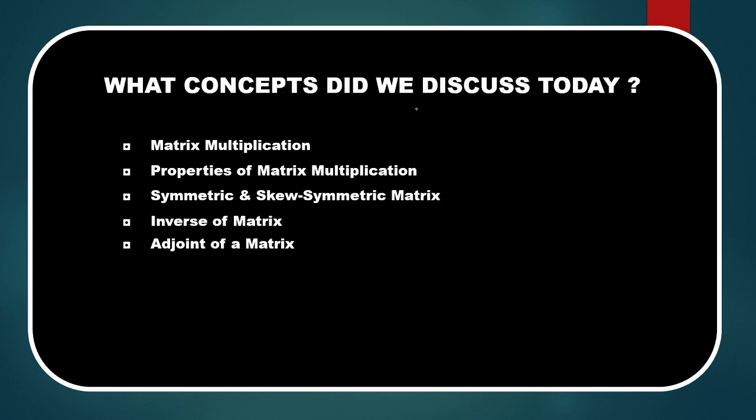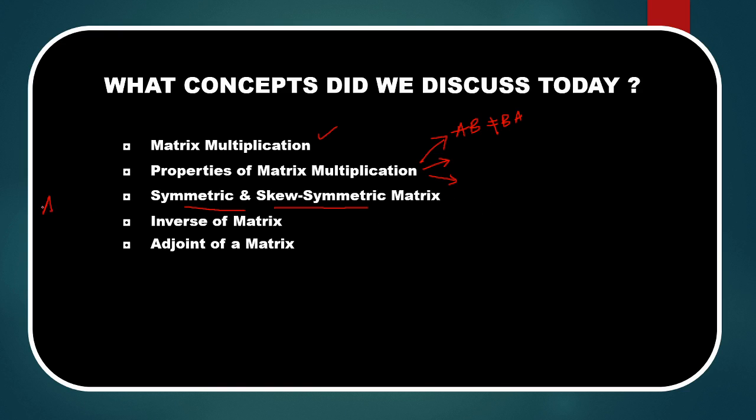So what concept did we discuss today? We saw how we multiply two matrices. We saw matrix multiplication, and some properties of matrix multiplication, such that matrix multiplication is not commutative: AB is not equal to BA. And we saw other properties of matrix multiplication, and we saw what is a symmetric matrix and what is a skew symmetric matrix.